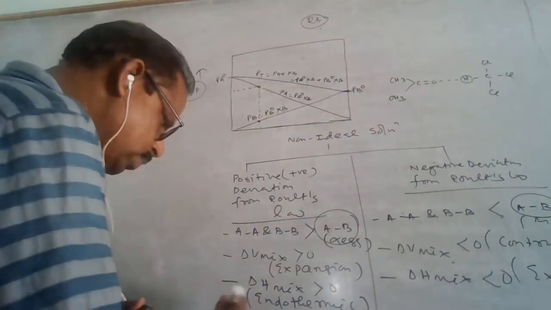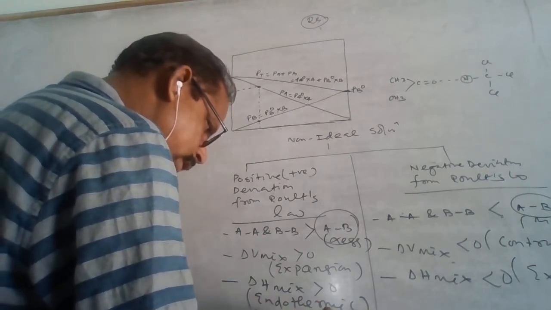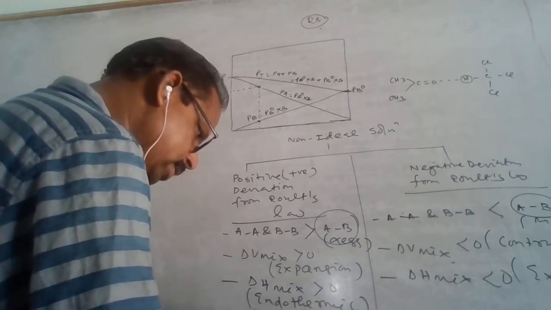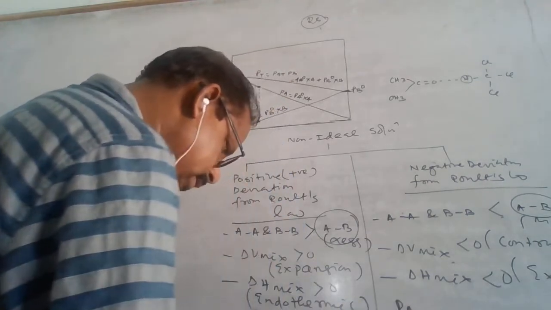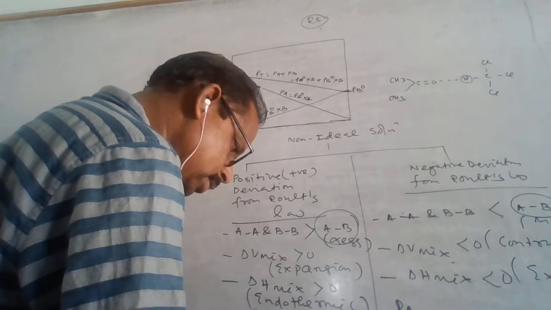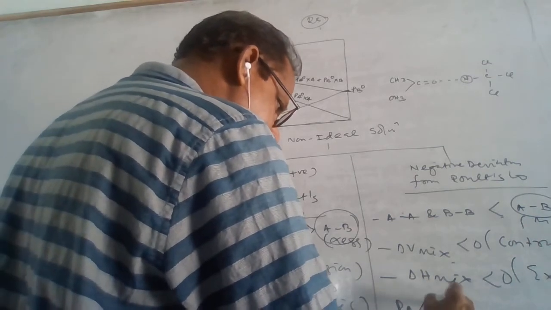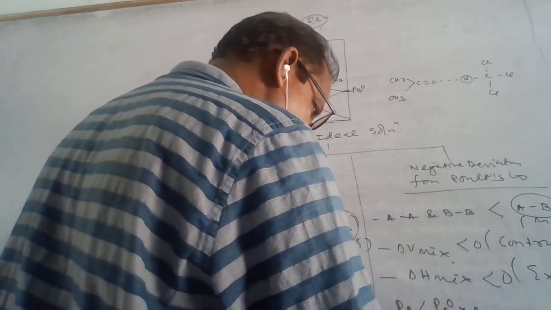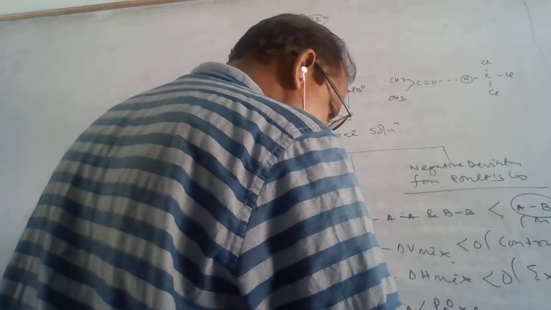So in this case, what will happen? PA is greater than PA0 XA, and PB is greater than PB0 XB. Here PT is greater than PA plus PB. But in the other case, PA is less than PA0 XA and PB is less than PB0 XB, and PT is less than PA plus PB.